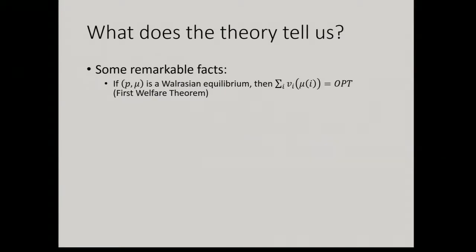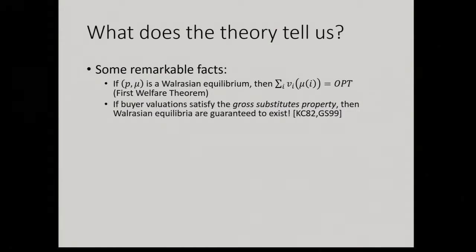And these are remarkable objects. Again, to remind you of how remarkable these are, what the first welfare theorem tells us is that if such an object exists, even though a Walrasian equilibrium is defined as individuals buying things in their demand set, so optimizing their individual utilities, the resulting allocation has to be optimal.